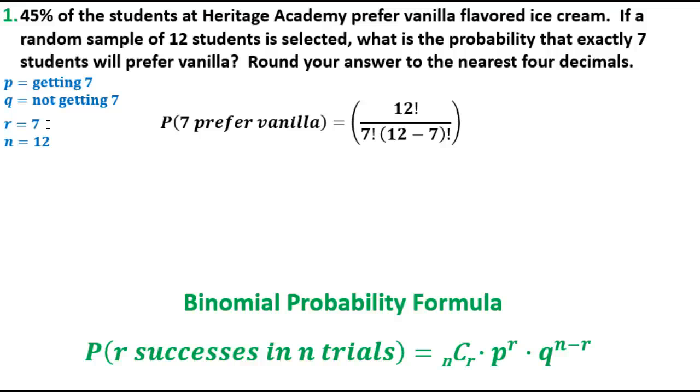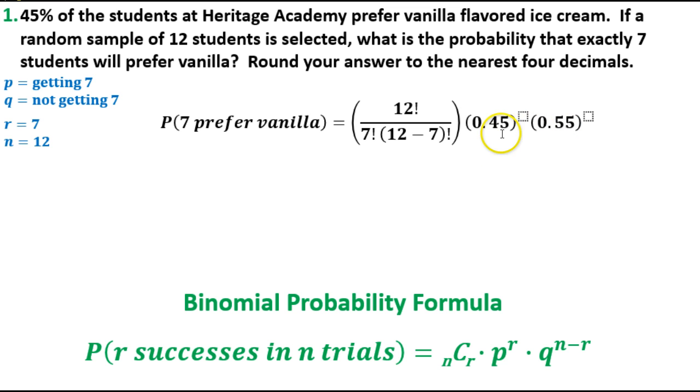Now we need to determine what our P is and what our Q is. The probability of success here, of getting a 7, and the 7 says that students prefer vanilla. So we have a 45% chance that they will prefer vanilla. So the probability of success would be 0.45. We're going to use that right here. We'll talk about the exponent in just a moment. So 0.45 is the probability of success, meaning they will actually prefer vanilla. So the probability of failure would be 1 minus 0.45, which would give us 0.55. These two right here will always add up to be 1.